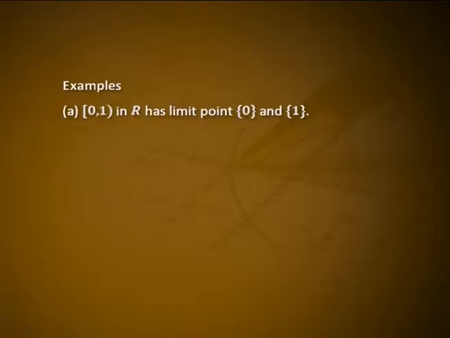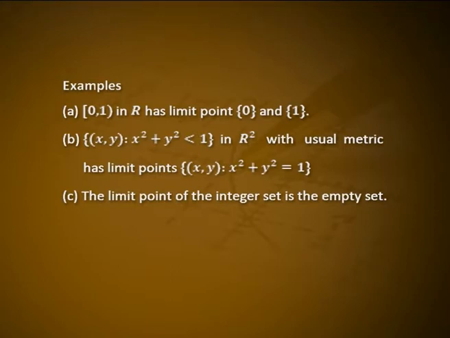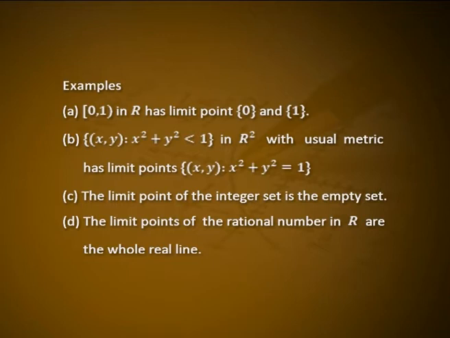Examples: A. The open interval (0, 1) in R has limit points 0 and 1. B. The set of all (x, y) such that x squared plus y squared is less than 1 in R^2 with the usual metric has limit points the set of all (x, y) such that x squared plus y squared is equal to 1. C. The limit point set of the integers is the empty set. D. The limit points of the rational numbers in R are the whole real line.